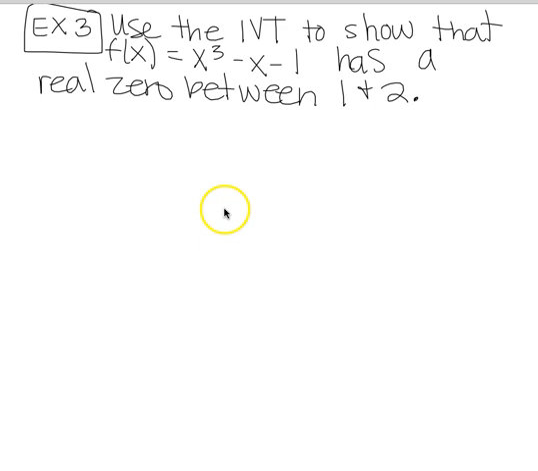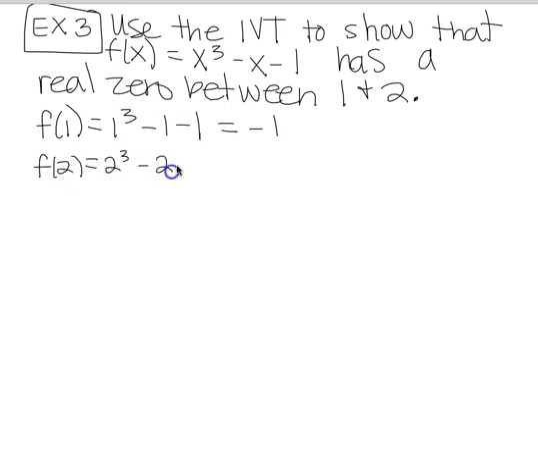So first thing we have to do is actually find the y's. So these are the x's. So I need to find f(1). So 1 cubed is 1, minus 1 is 0, minus 1 again is -1. f(2), 2 cubed minus 2 minus 1, 8 minus 2 is 6, minus 1 is 5. So f(1) is negative, f(2) is positive.